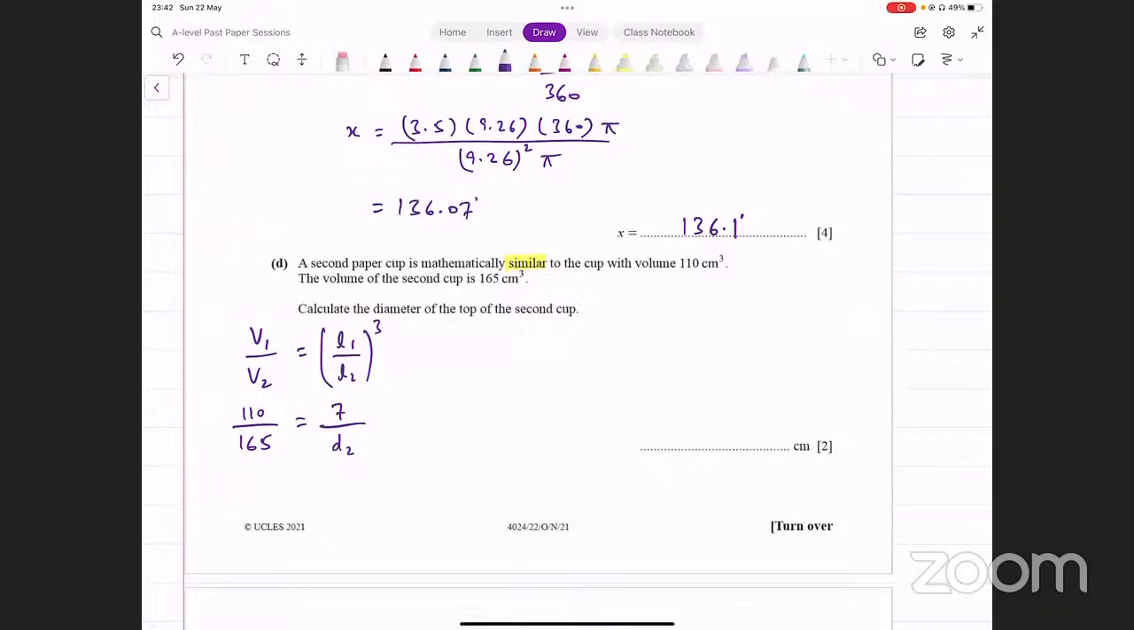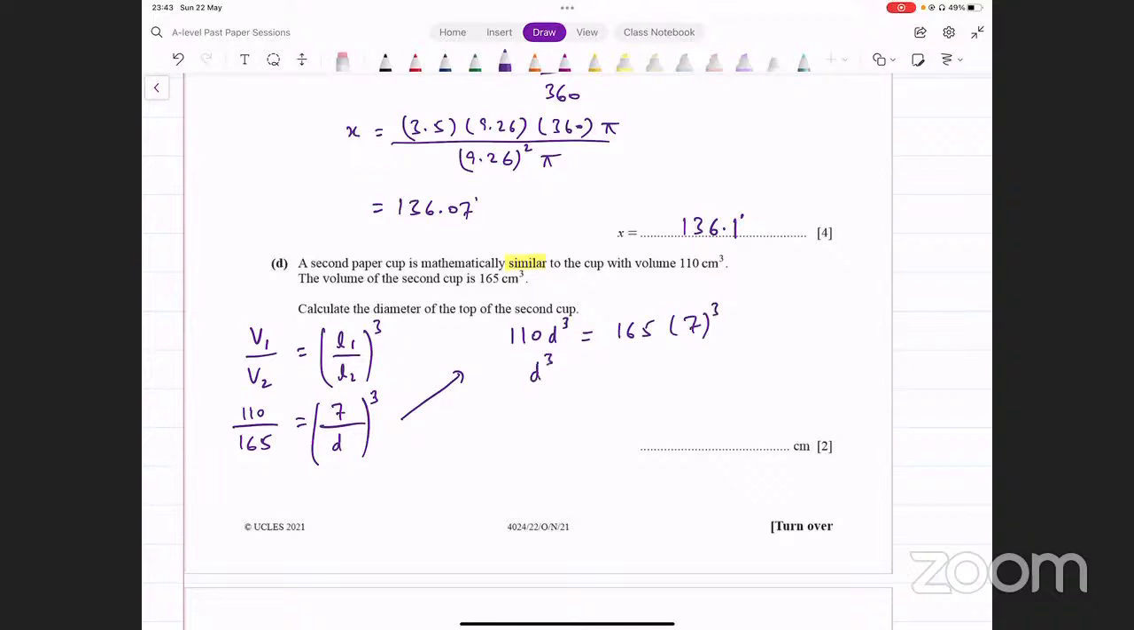Let's call that D2. या evaluate कर लें, या सिर्फ D कह लेते हैं, just to not overcomplicate things. 7 over D इसका क्यूब कर लें. ठीक है, ये figure out कर लें. What are we going to get? D cube. Let me actually do it step by step. Cross multiply कर लें पहले. 110 D cube that equals 165 into 7 cube.